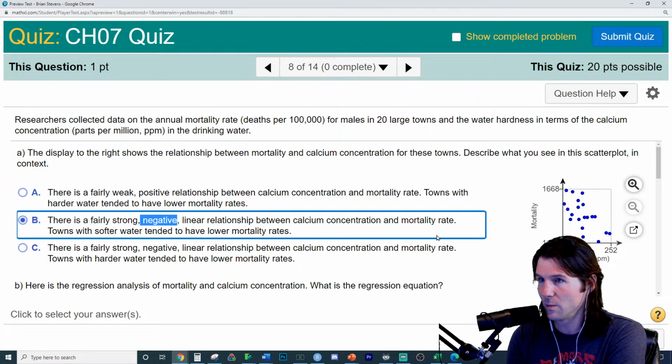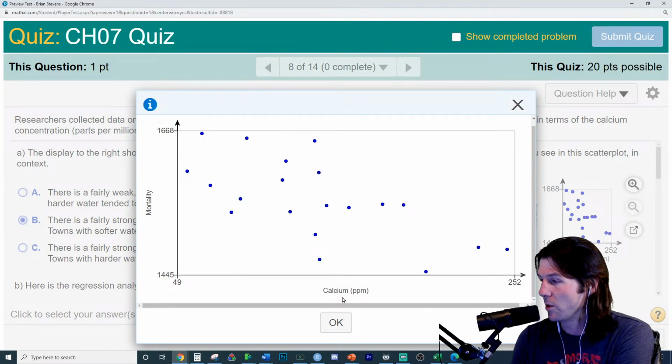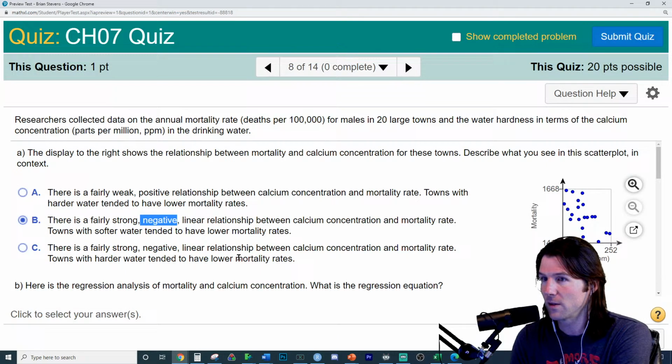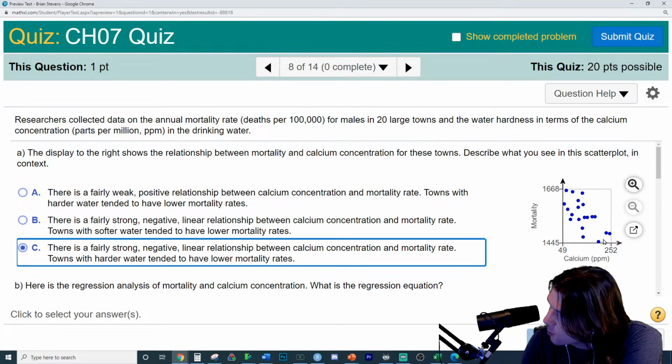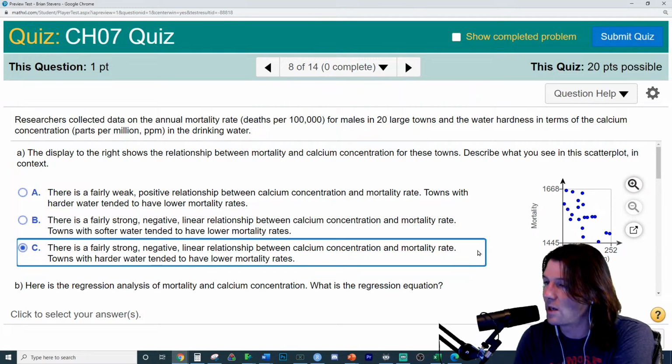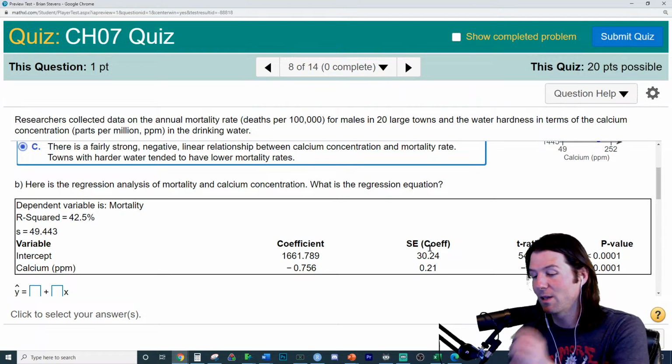Harder water is defined as more calcium in the water. So towns with harder water tend to have lower mortality rates. So when your water is harder, that means you have more calcium in it. Hard water has high calcium. So they're saying this is harder water. So you have to know that for this question, that towns with harder water, these tend to have a lower mortality rate. So you have to know harder water means more calcium. So random side knowledge right there.